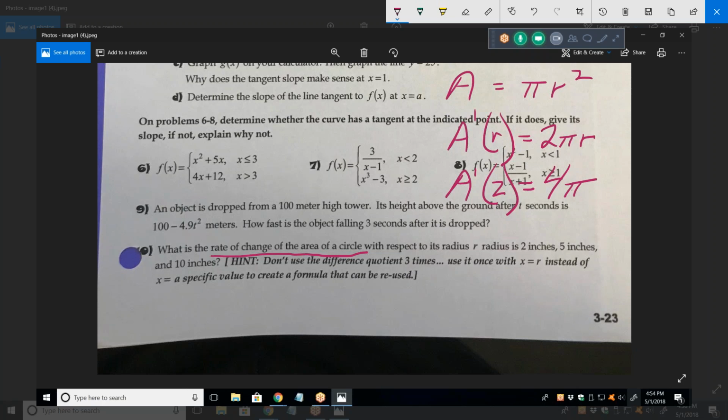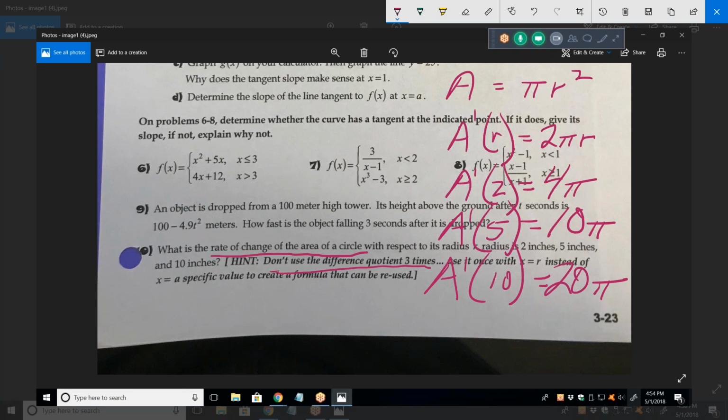Okay, now how about the rate of change of the area at 5 inches? 10 pi. And at 10 inches? 20 pi. Simple as that. Now, hold on a second. Don't use the difference quotient 3 times. Yeah, because you'd still be working on it tomorrow.